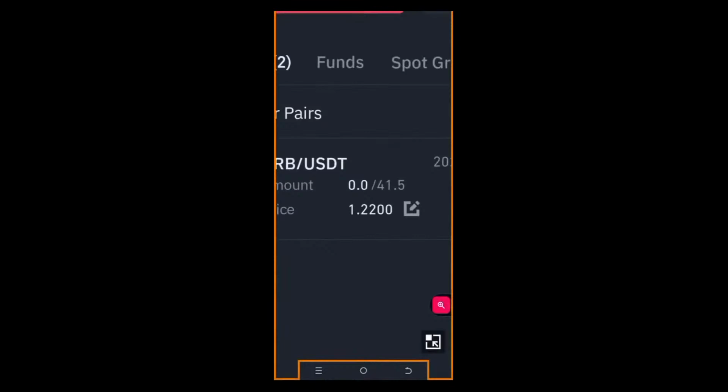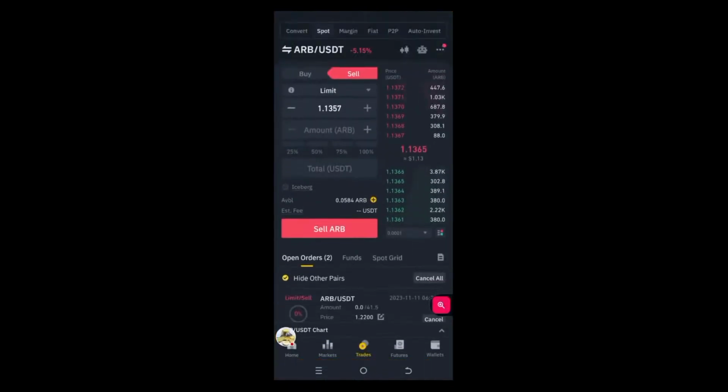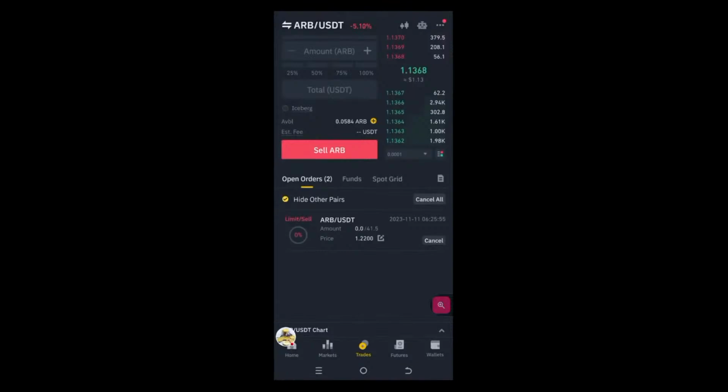So what I'm planning to get is 1.22. That's the price of ARB I want to get, right? But it's currently 1.13, because it's going down. So I'm just going to set it to get that, so that even if it takes me 1 or 2 days, once it gets to 1.22, my take profit or my sell limit will be triggered, and I will get the money and the profit that goes with it.